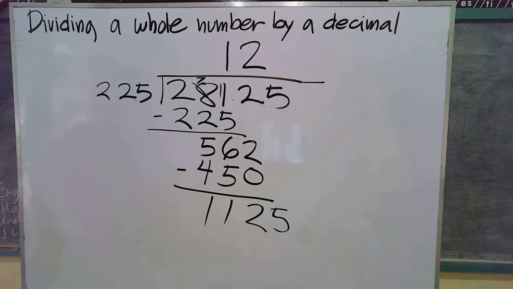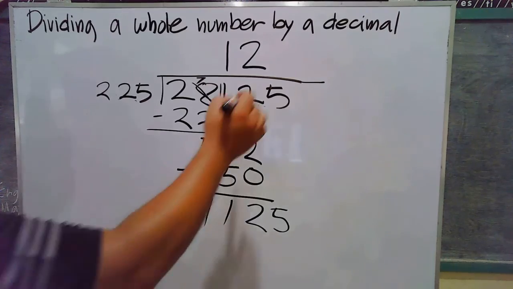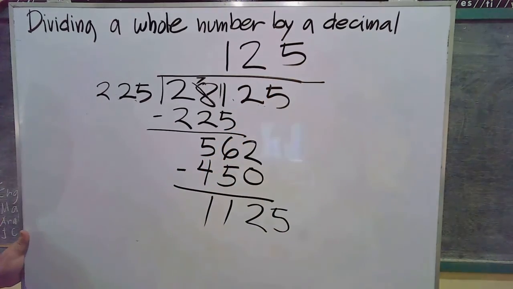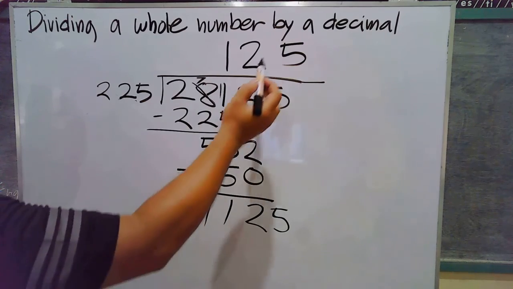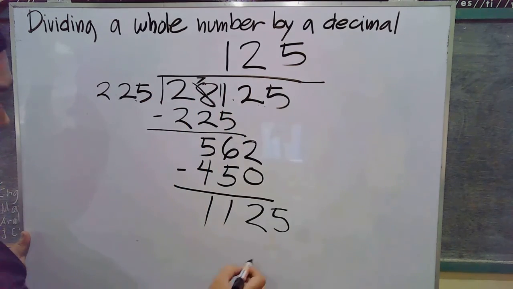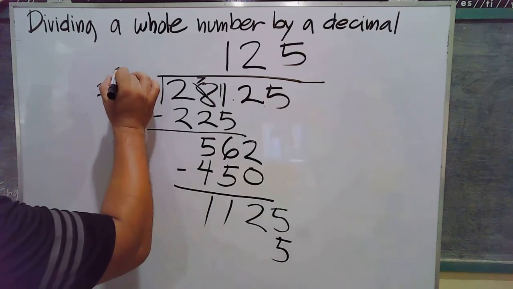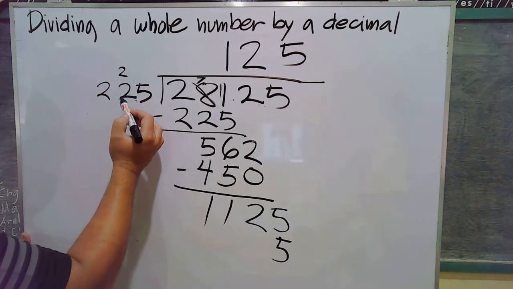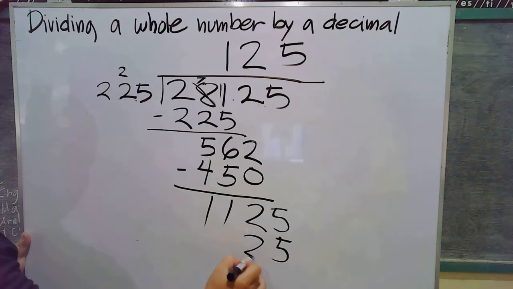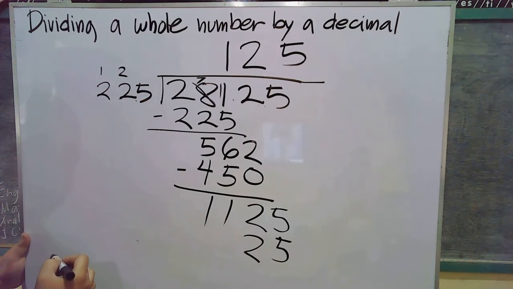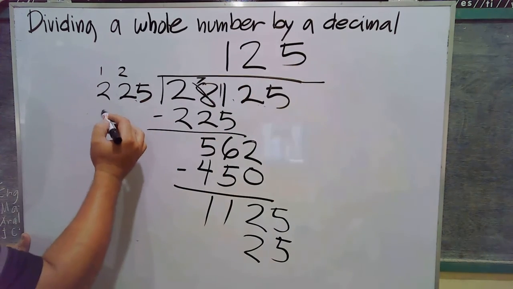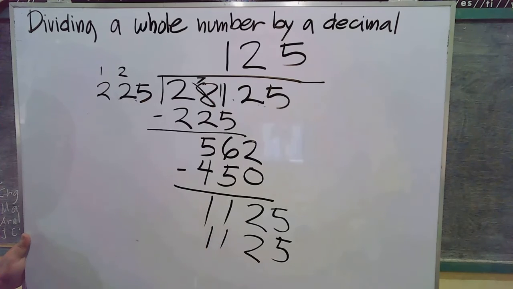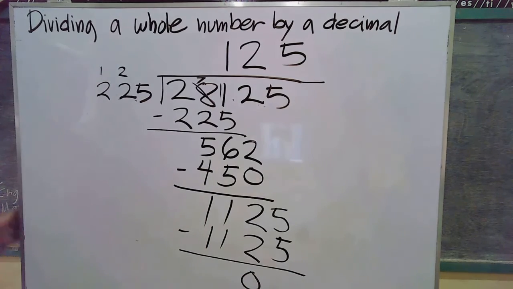Let's estimate maybe 5. Then multiply. 5 times 5 is 25. 5 carry 2. Next, 5 times 2 is 10, plus 2 is 12. 2 carry 1 here. Now 5 times 2 is 10, plus 1 is 11. So 1 and 1. So it's exactly the same. Minus 0. So for our answer, that's 125.